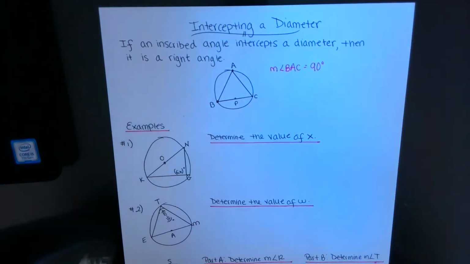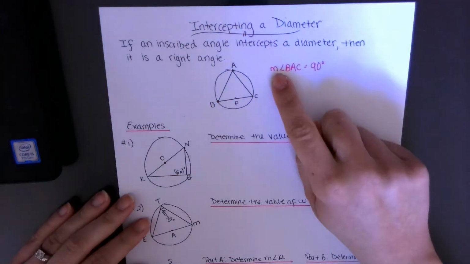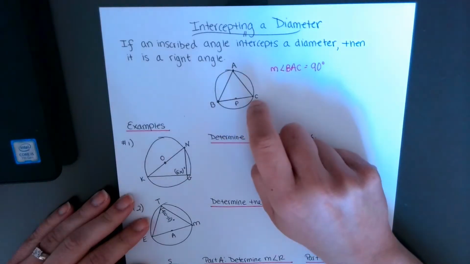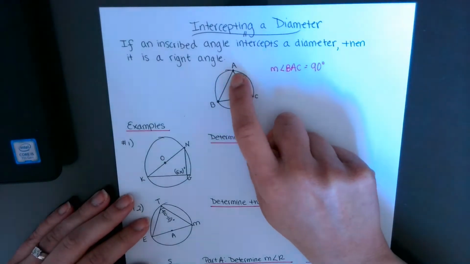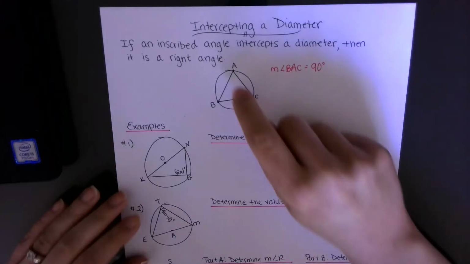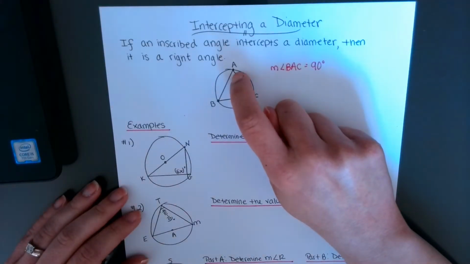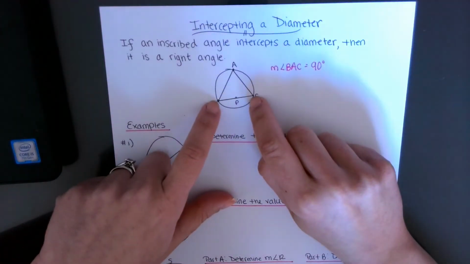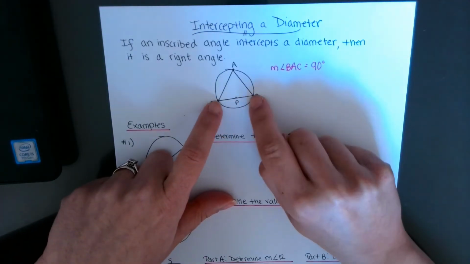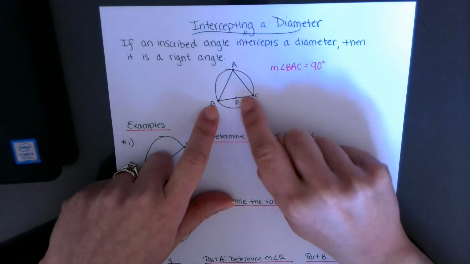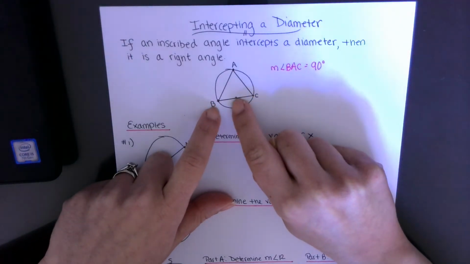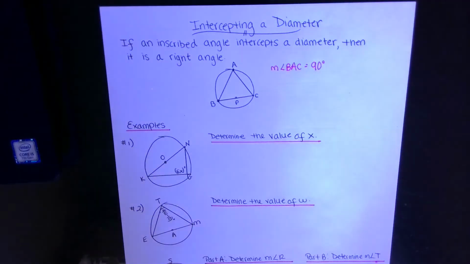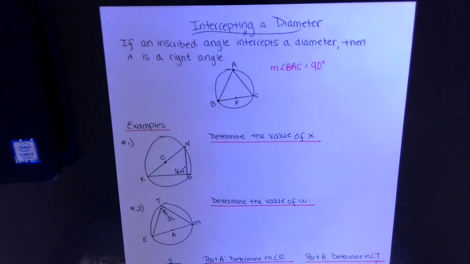So here, it says the measure of angle BAC right here is 90. Now the reason is it's an inscribed angle, so the vertex is on the circumference of a circle. Because the intercepted arc has endpoints that are part of the diameter, it goes through the center and the endpoints, that means that angle is going to be 90 degrees.